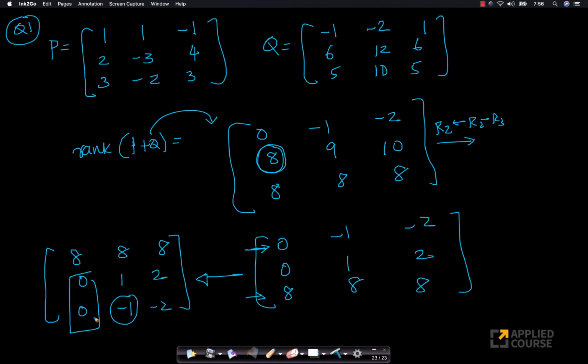Now I want to make this 0. To make this 0, I'll just add these two. If I add these two, 0 plus 0 is 0. This will become 0. This will also become 0. Now how many non-zero rows are there? There are only two non-zero rows. So what is the rank of P plus Q? It is equal to 2. That's it. It's very, very quick to convert things to echelon form. It's very simple to do using Gauss elimination.